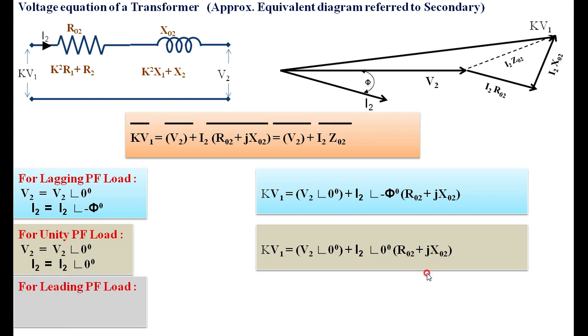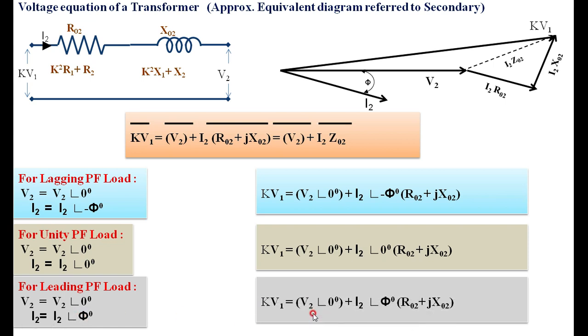Similarly, we can write for the leading power factor. Here phi you have to take as a positive value. Then you can write V2 at an angle of 0 degrees plus I2 at an angle of phi into R02 plus jX02. This is how you have to write the equation for the voltages.